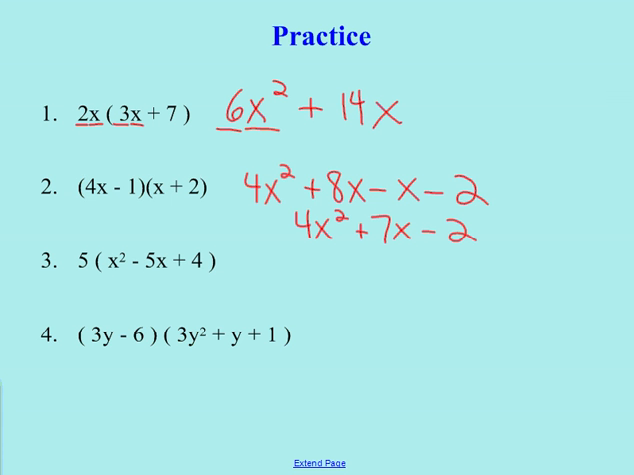In number 3, we have 5 times the quantity, x squared minus 5x plus 4. In this case, we're simply going to distribute. We will end up with 5x squared minus 25x plus 20.